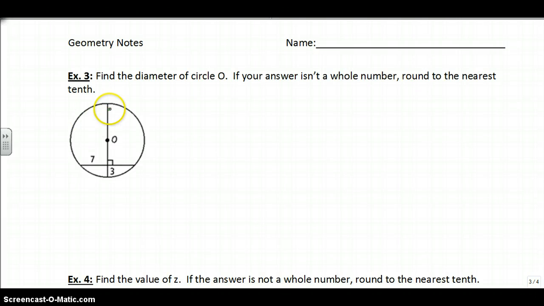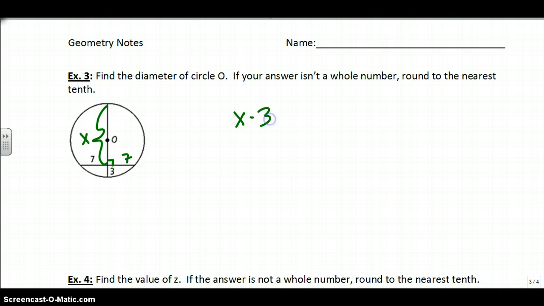Find the diameter of circle O. So we're going to find this whole segment eventually. I know that part that they gave us down there is 3. I also happen to notice, since this is a diameter and it's perpendicular, since this is 7, this is also 7. Because remember, a diameter was a perpendicular bisector to a chord. If it was perpendicular, it was a bisector as well. So I'm going to call this length here x.